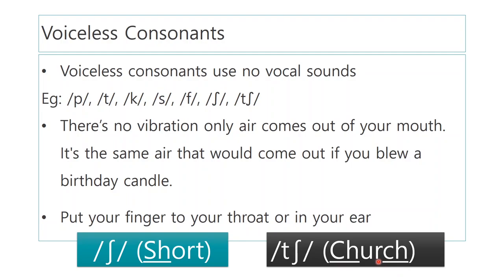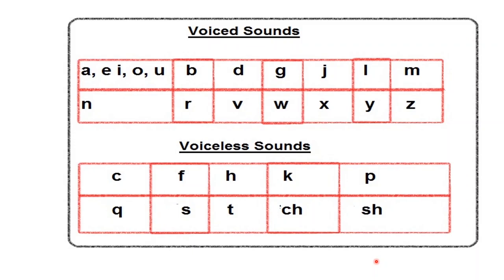And here we have in our happy little chart, including the vowels: a, e, a, o, u, b, d, g, J, L, M, N, R, V, W, X is an approximate, Y, Z, Z, voiceless, S, F, H, K, P, Q, the K, S, T, Ch, Sh. Those are all voiceless sounds. So let's take a look.